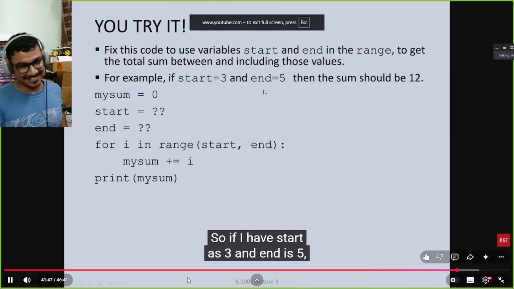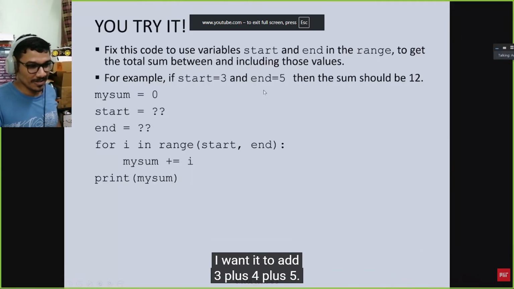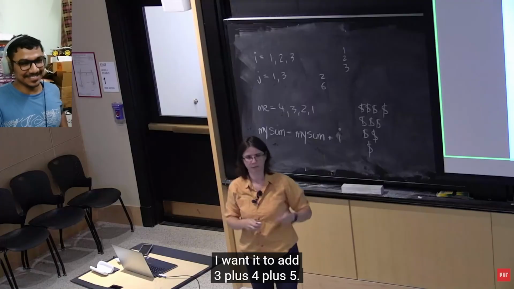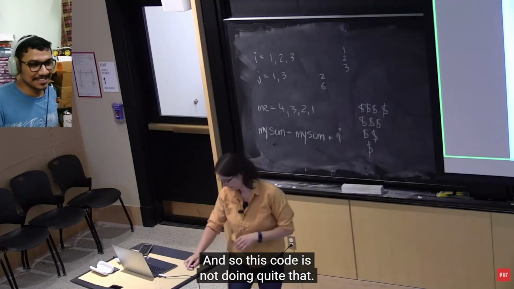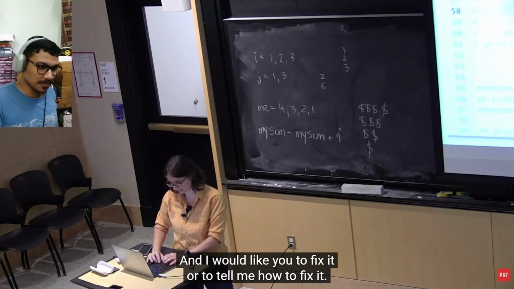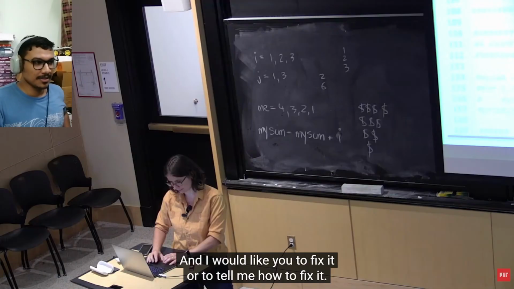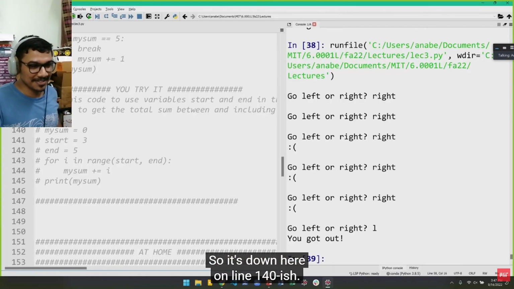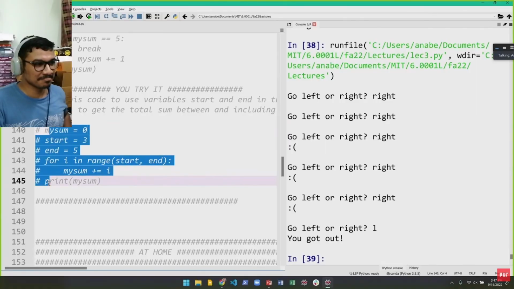Start is 3 and end is 5. I want it to add 3 plus 4 plus 5. Okay. Right. And so this code is not doing quite that. And I would like you to fix it, or to tell me how to fix it. So it's down here on line 140-ish.